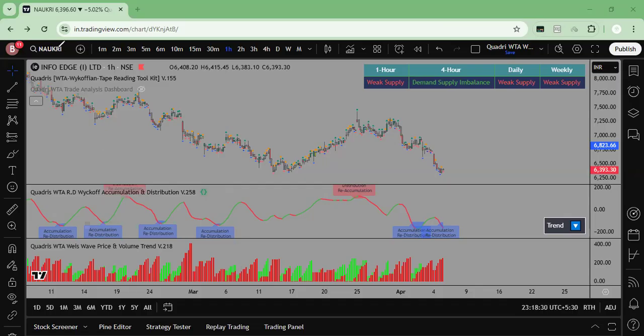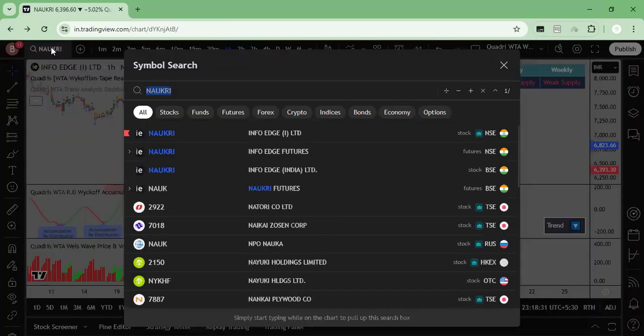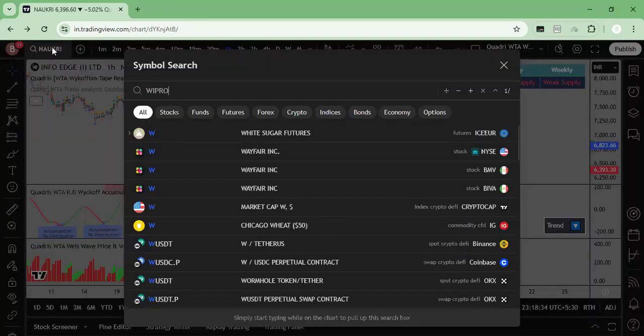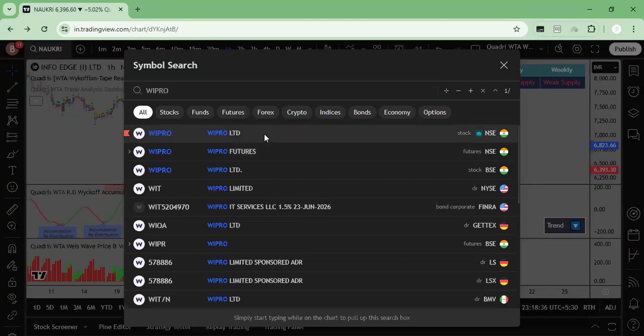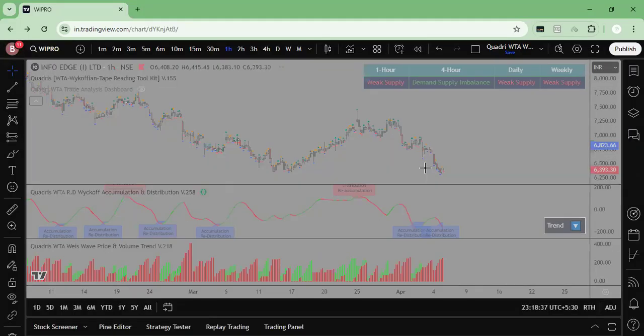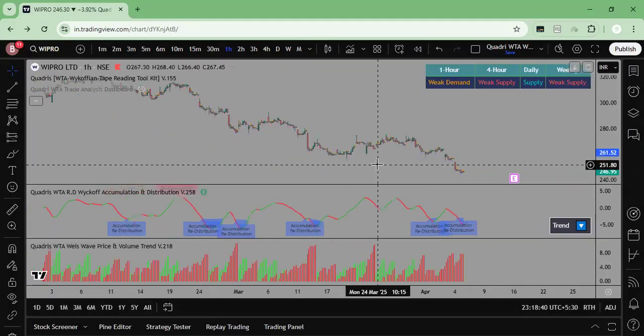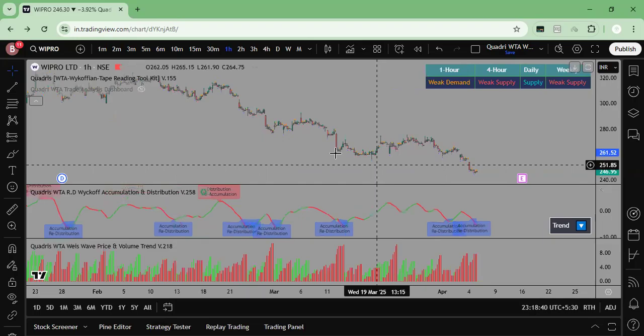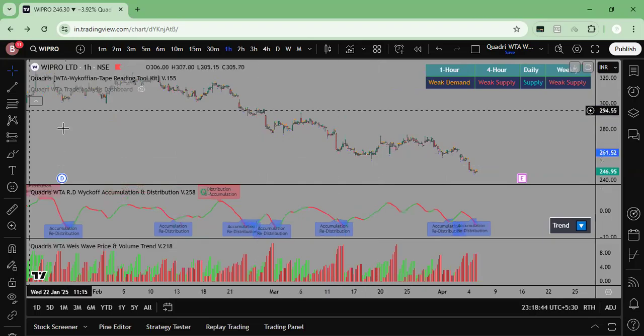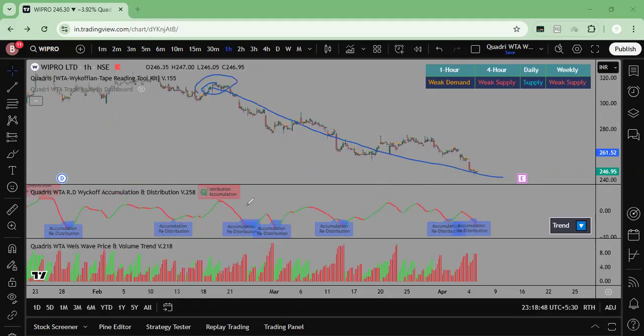So apart from Naukri, let's look into WIPRO, because this was a stock which I used to monitor a lot. So now in WIPRO, we can see we have a beautiful knife fall straight away coming downwards. So you can see we have a distribution.